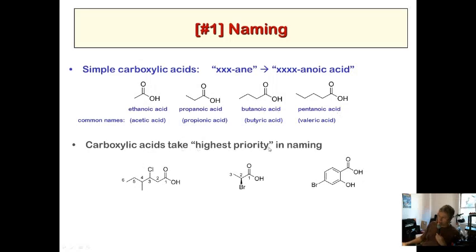Carboxylic acids take the highest priority in naming. So this looks like it's going to be a hexanoic acid derivative. Hexanoic acid, 1, 2, 3, 4, 5, 6. And it looks like we have a 3-chloro-4-methyl. 3-chloro-4-methyl hexanoic acid. This is a propanoic acid, and it looks like it's 2-bromo-propanoic acid.